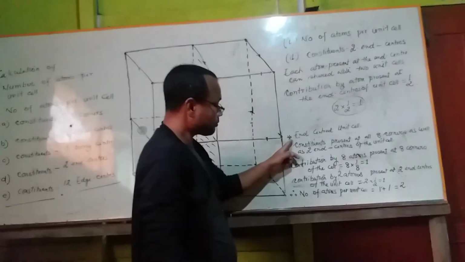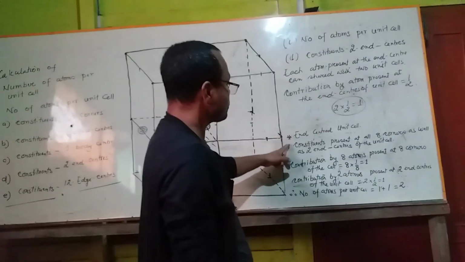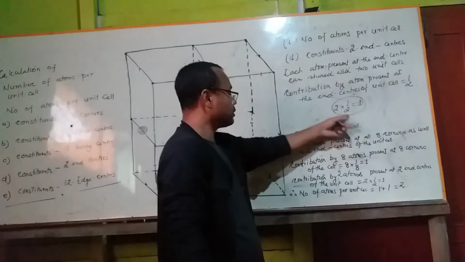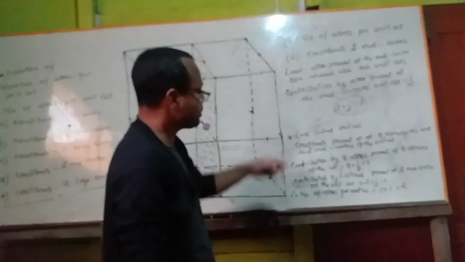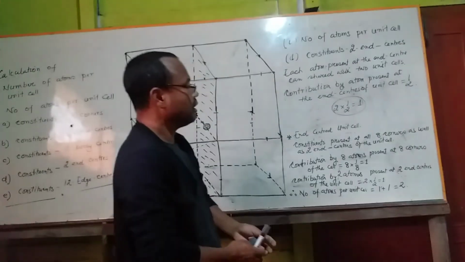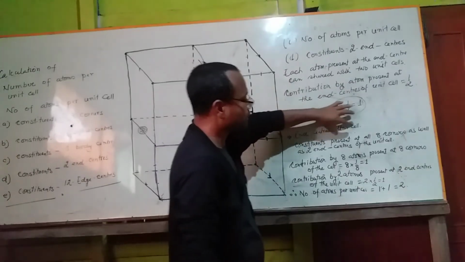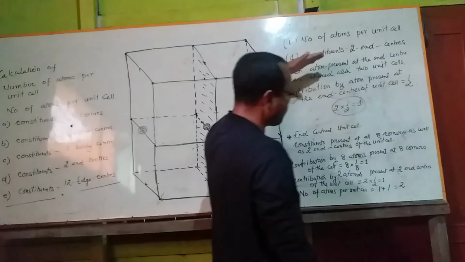Now, the third type of unit cell we already mentioned, that was the end center unit cell. We are going to calculate the number of atoms per unit cell in the end center unit cell. How do we calculate? As we know, the constituents are present at all the corners. See here the types of the unit cell.